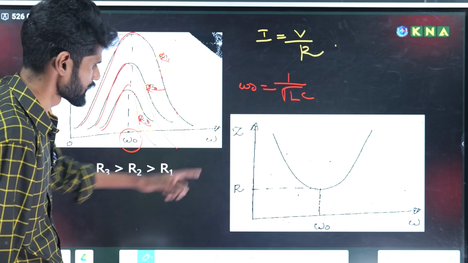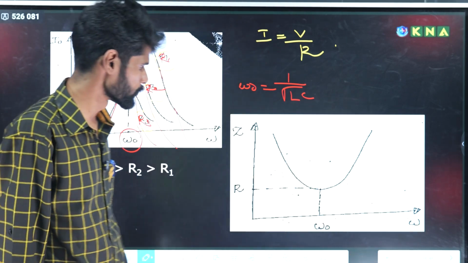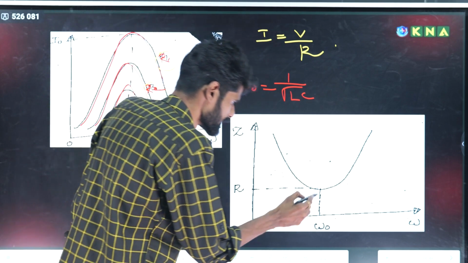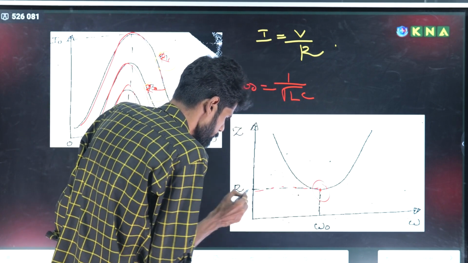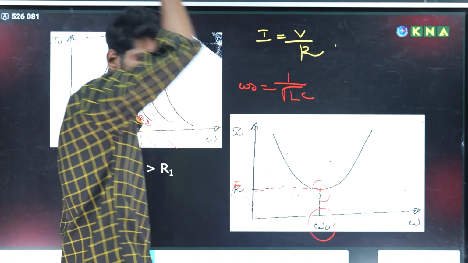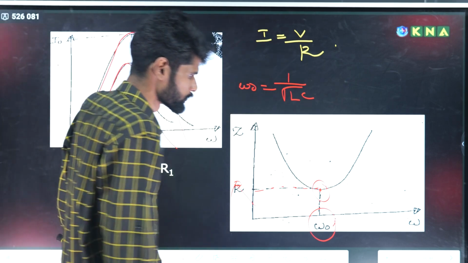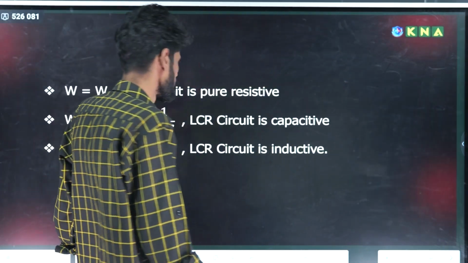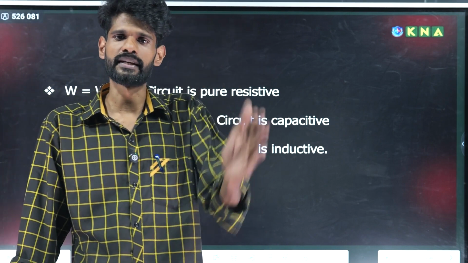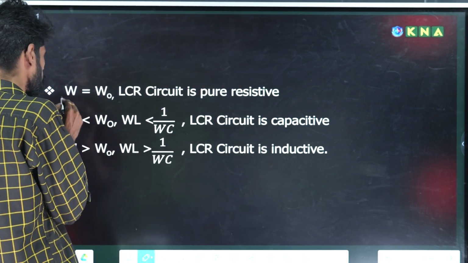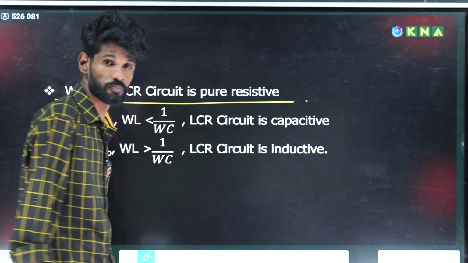Now the variation of impedance with the frequency of alternating voltage. Here impedance is minimum, equal to pure resistance, at the resonant frequency. At the resonant frequency, the LCR circuit behaves as a pure resistive circuit. Current and voltage are in the same phase. So at omega equal to omega naught, the LCR circuit is pure resistive.